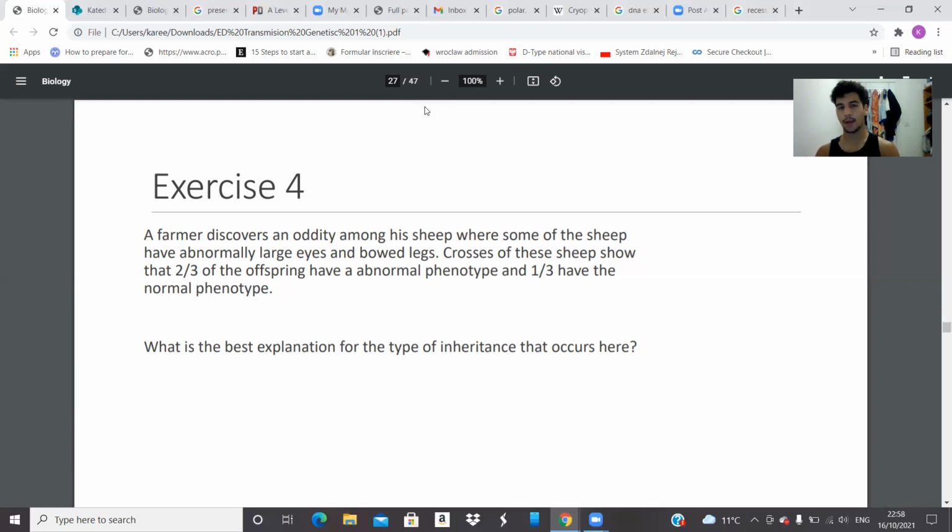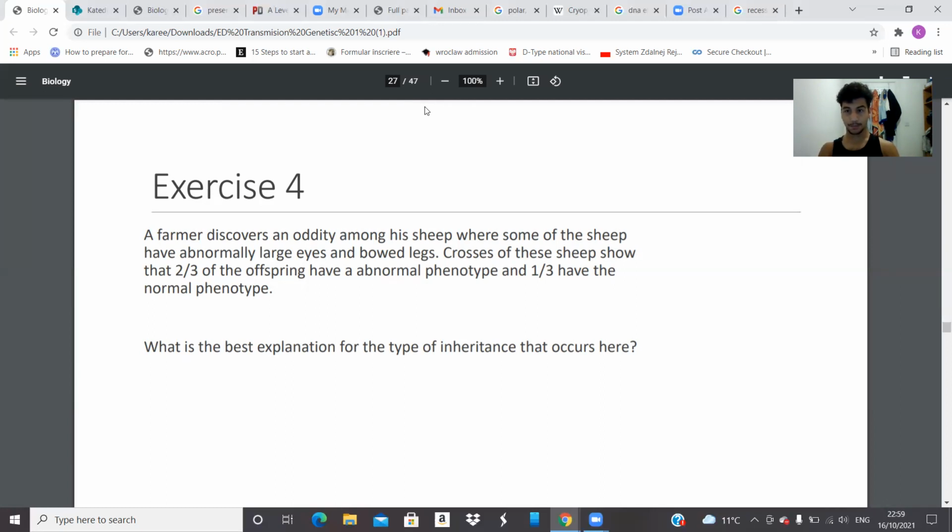So how can we explain this? This is a disease, and there are two ways, dominant or recessive. If it was recessive, that means it's only expressed when it's in the homozygous state. Then both parents would have genotypes homozygous recessive, so they would always produce homozygous recessive offspring. That means in this case, large eyes and broad legs is not recessive, it's dominant, because you get one third that have the normal phenotype. So that means that both parents are heterozygous.